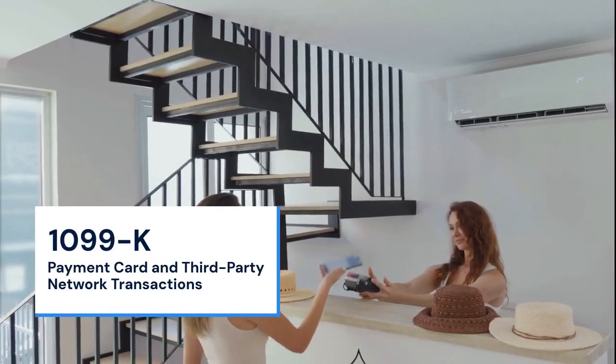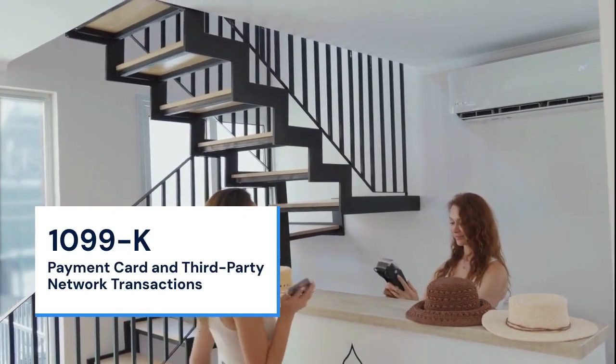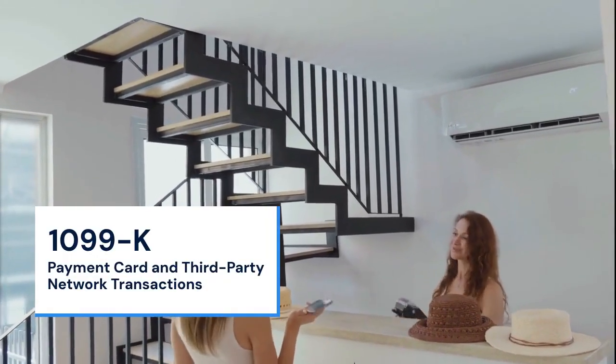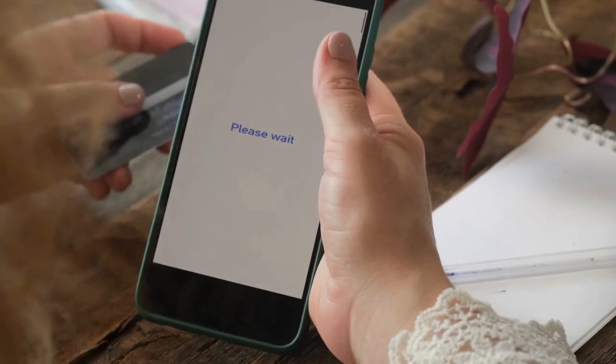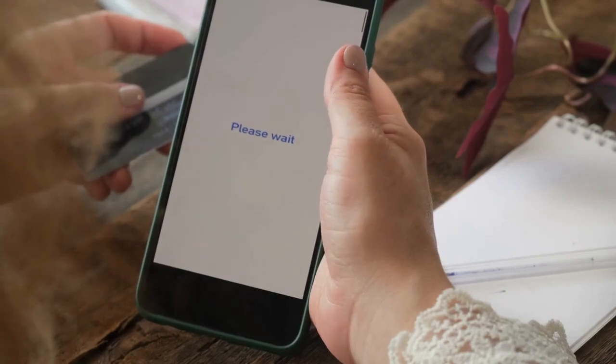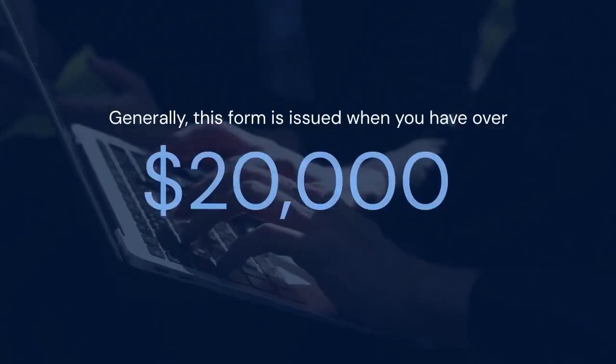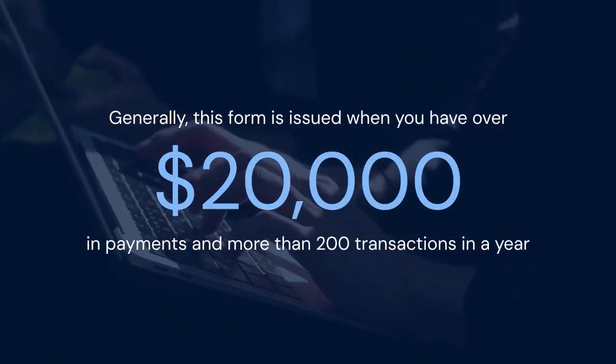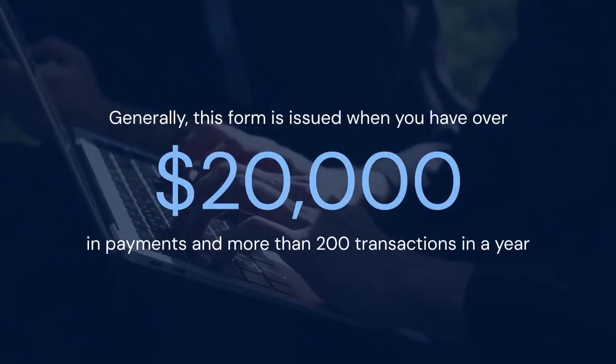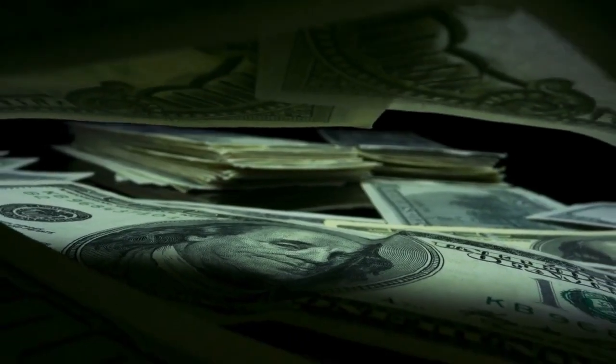Next, there's the 1099K, for payment card and third-party network transactions. You might receive this if you use payment apps like PayPal, Stripe, or Square for your business. Generally, this form is issued when you have over $20,000 in payments and more than 200 transactions in a year, though some states have lower thresholds, so always check.